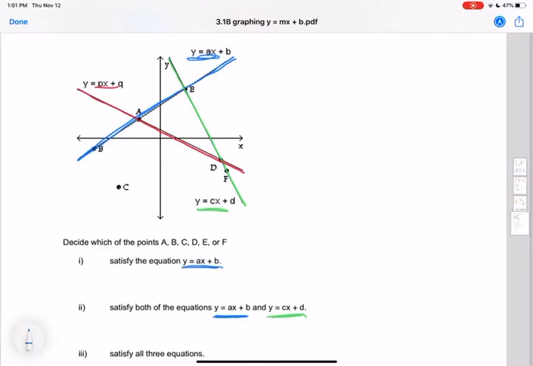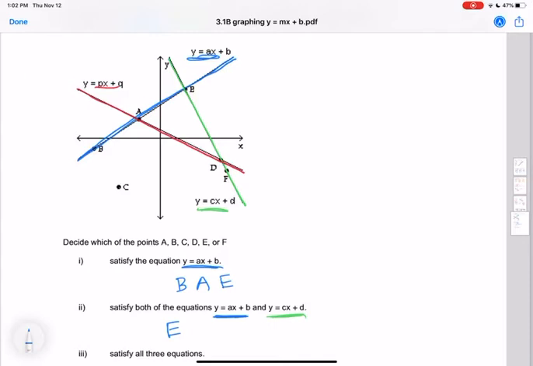So if you look there at the blue one, what points are on that line? Because those are going to be the ones that satisfy it, right? You have B, A, and E. All right, cool. Next one, which one satisfies both? Okay, so there's only one point that's on both the blue and the green line. What point is that? That's E. That's the only one that's on both the blue and the green.